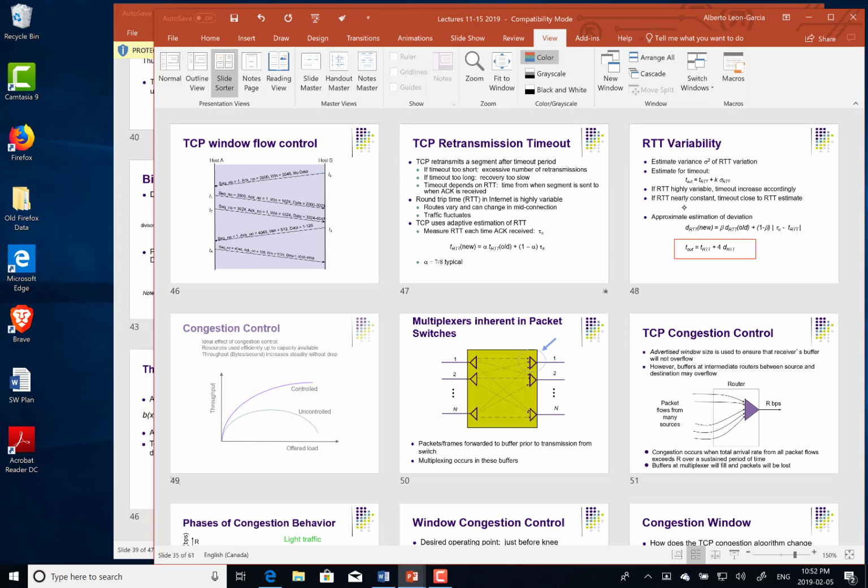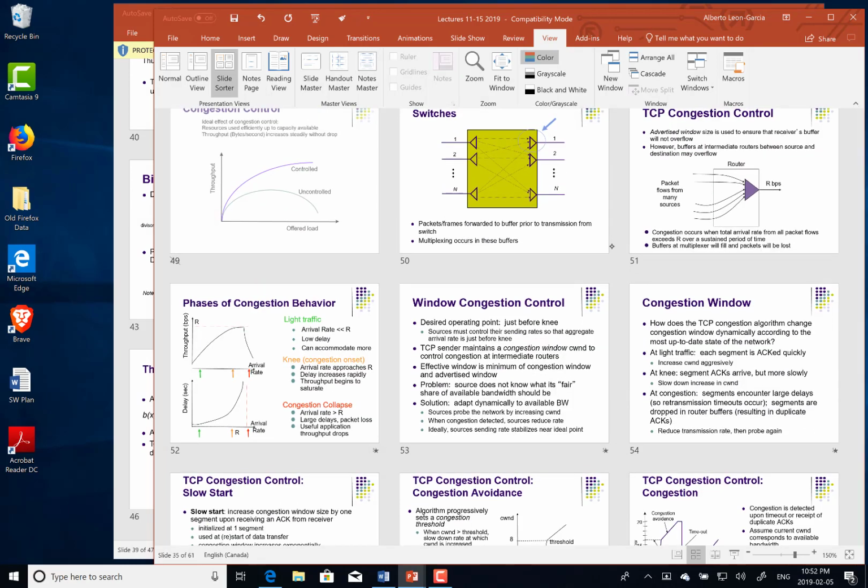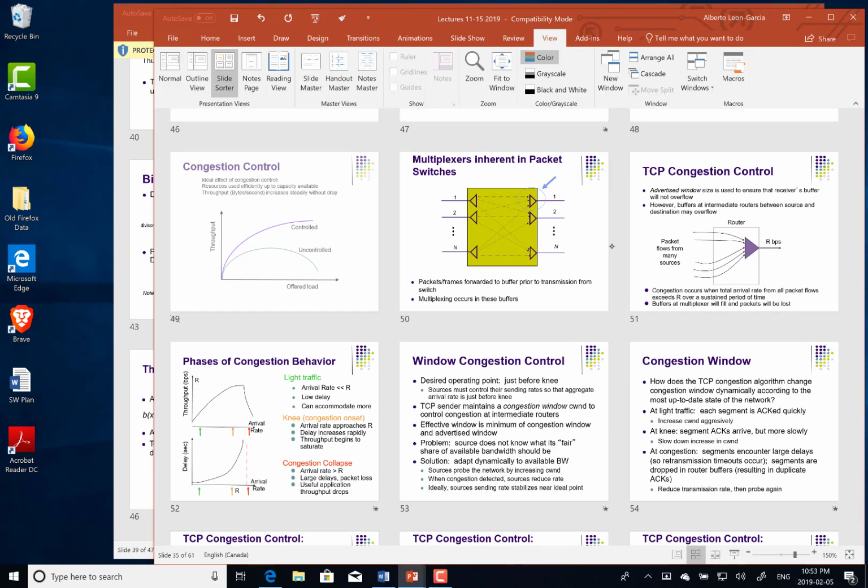We had some discussion in terms of how timeouts are calculated. And then the final topic was how TCP does congestion control. Congestion control is different than flow control. Congestion control is when packets are lost inside the internet. Okay, so you might have many flows in here. Let's say many of these are TCP flows.